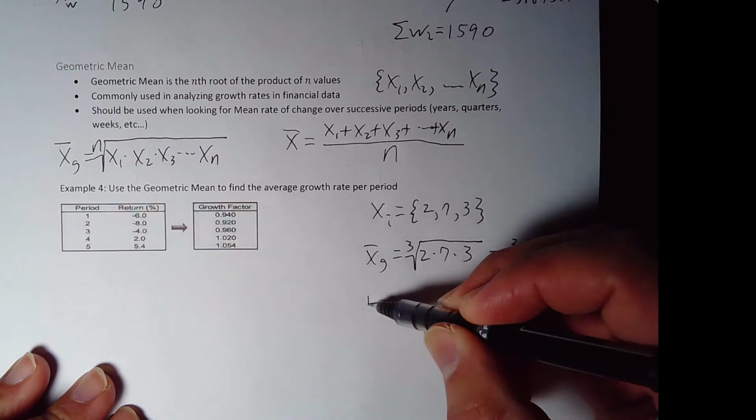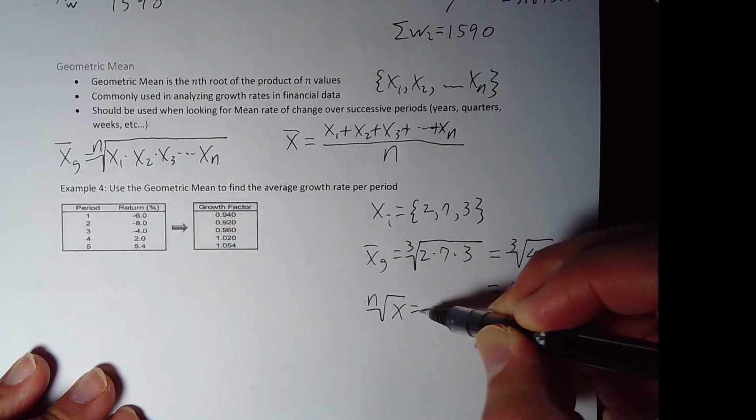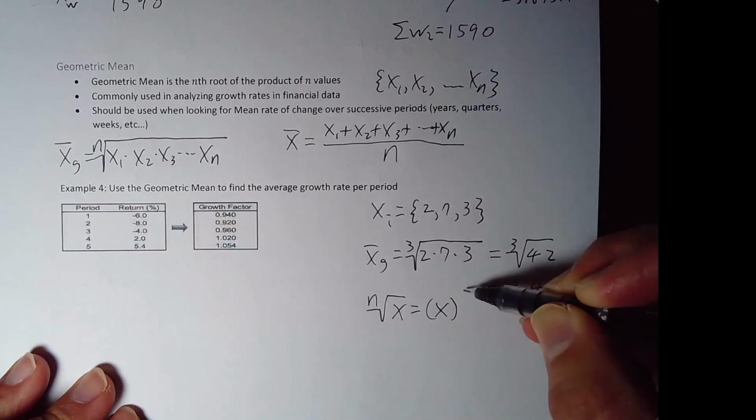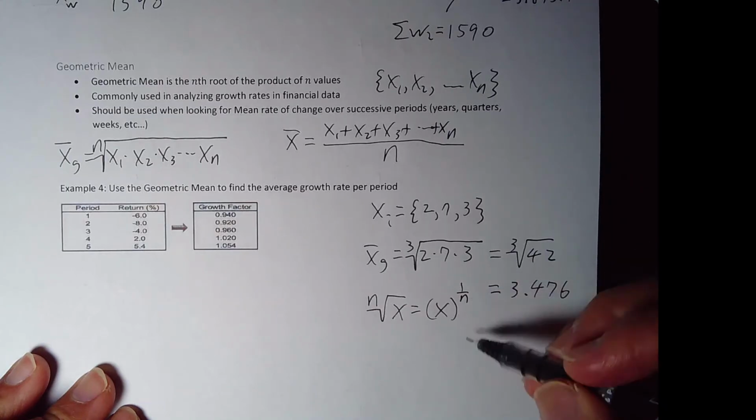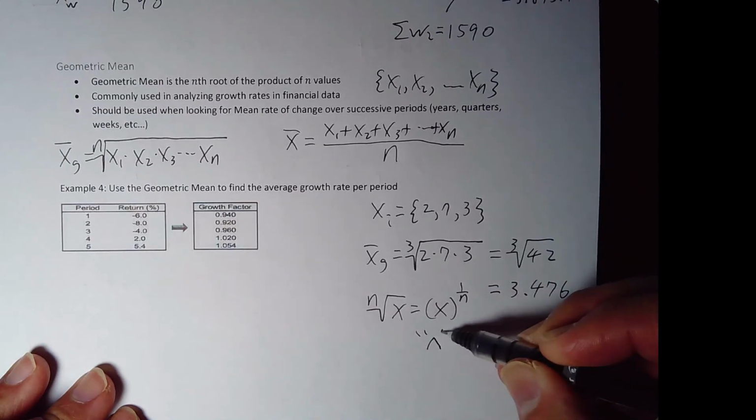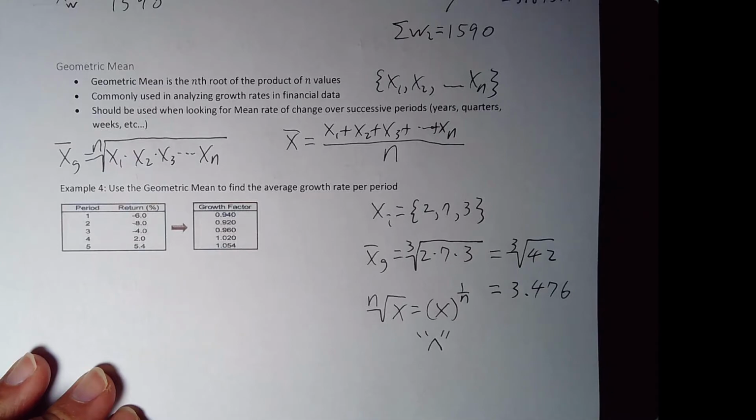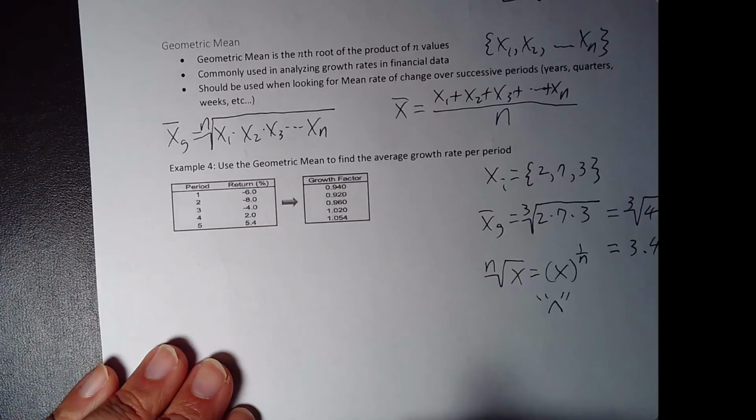Now, for those of you who don't remember how to do the cube root, or any nth root, the nth root of x simply equals x raised to the 1 over n. On your calculator, you should look for this symbol, the up arrow symbol.